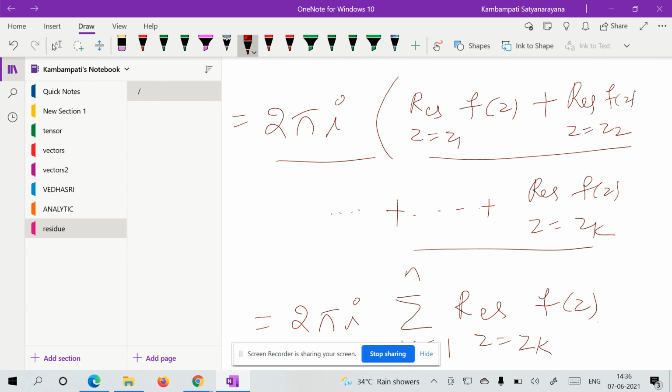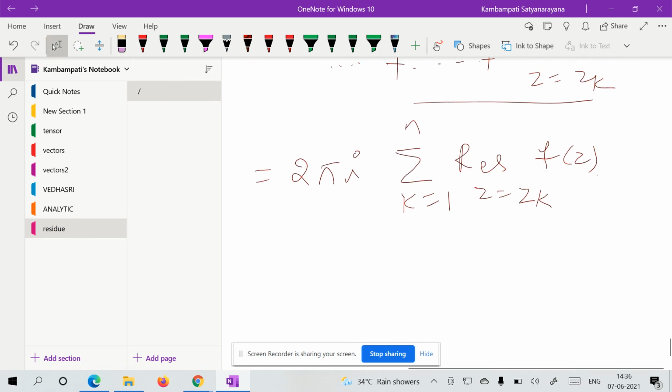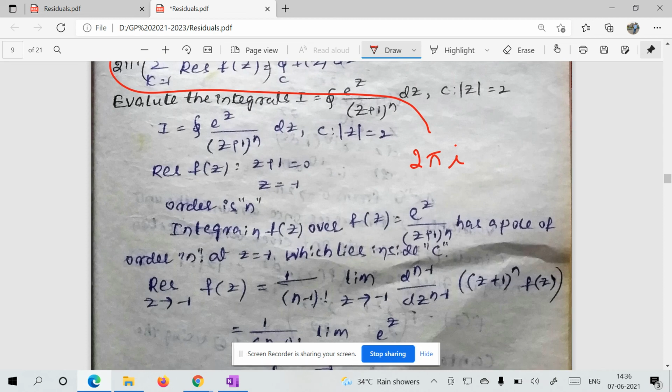We have already learned finding the residue of f of z when z equals z1, when z equals z2. In the last problem I explained the residues at the points i and minus i, the residue of the function f of z at minus i, at i, at 0. We have already seen that procedure for finding the residue of f of z. This is the Cauchy residue theorem.